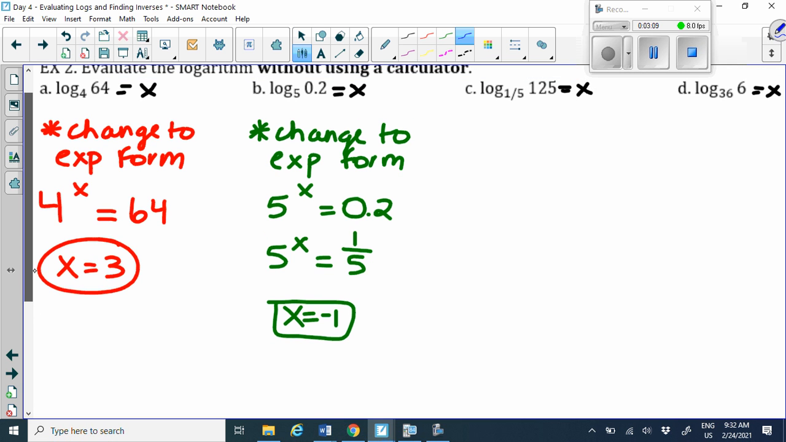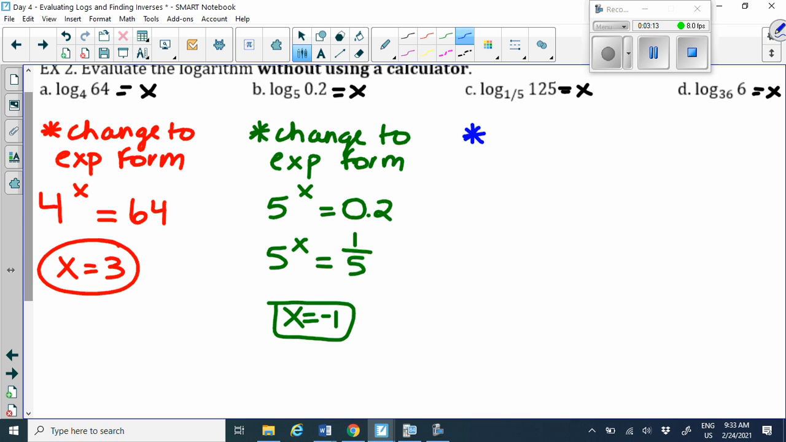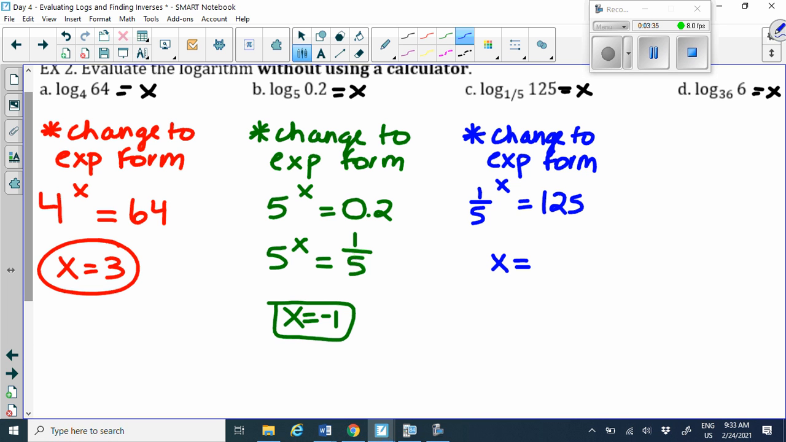Okay, let's go and do part C. We're going to do the same thing. Since we already set it equal to x, I'm going to change to exponential form. Okay, so 1/5 is my base on the log. That means that has to be the base of my exponent. X is going to be x, and then I'm equal to 125. Okay, we're going to do the same thing here. So we don't need to change because we don't have any decimals. We don't need to change it to fractions. We already got everything, so we're good to go.